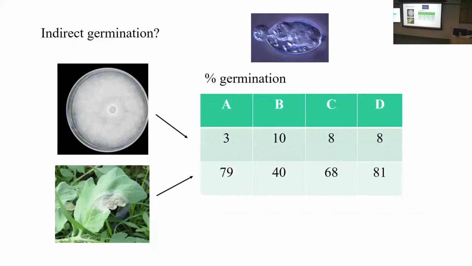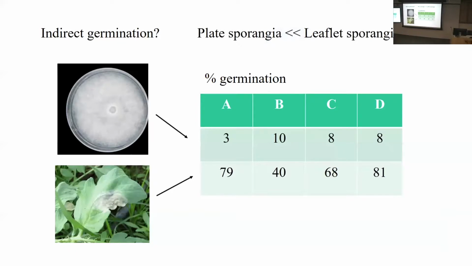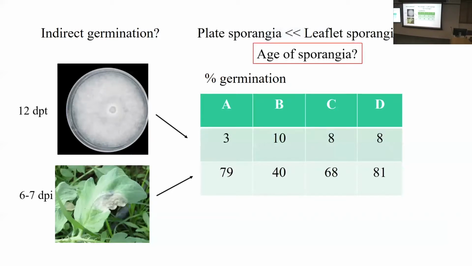So we looked at indirect germination. And lo and behold, if you take sporangia from a plate, you get 3, 10, 8% indirect germination. If you take them from a leaf, you get 79, 40, 68, and 81. These are 4 different experiments. So there's a huge effect, just really a huge effect. So the plate sporangia germinate a lot less than the leaflet sporangia. And that could be a factor. Then we had to look at the age of the sporangia.